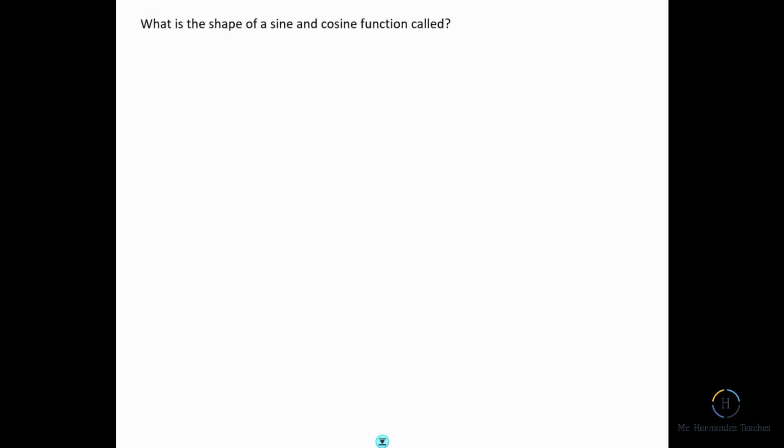This is going to be just a regular kind of definition question. What is the shape of a sine and cosine function called? You guys might remember this from our last test. This was the exact same question on the last test, and I've told us this in class, but it is called a sinusoid, and that is a squiggly shape. That is a sinusoid.